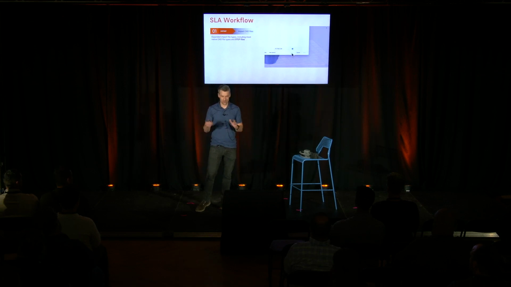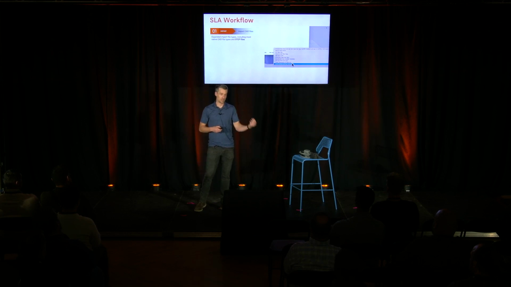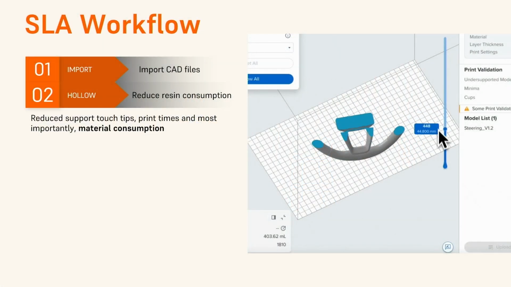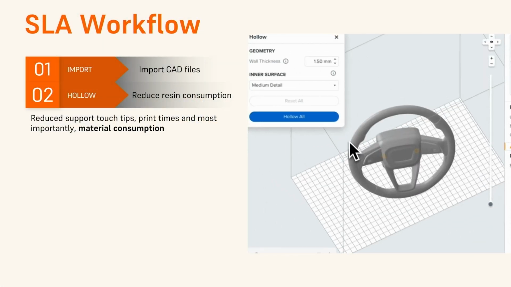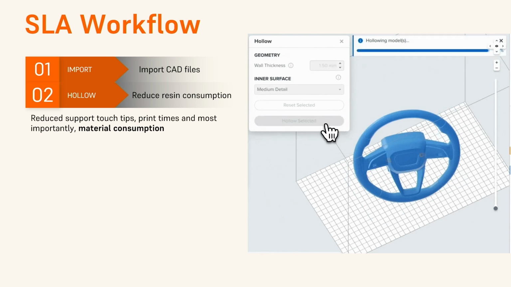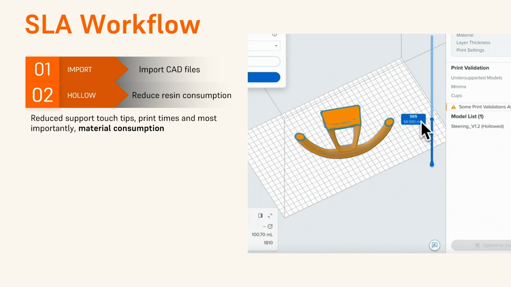Next, you're going to do the orientation work and get everything ready to print. But one of the big things that we added recently in October was model hollowing. Model hollowing lets you reduce resin consumption. Your material consumption will go down, which is great for you guys. But there are also other benefits, like reducing the number of touch tips you have, so you can keep those Class A surfaces as Class A surfaces.